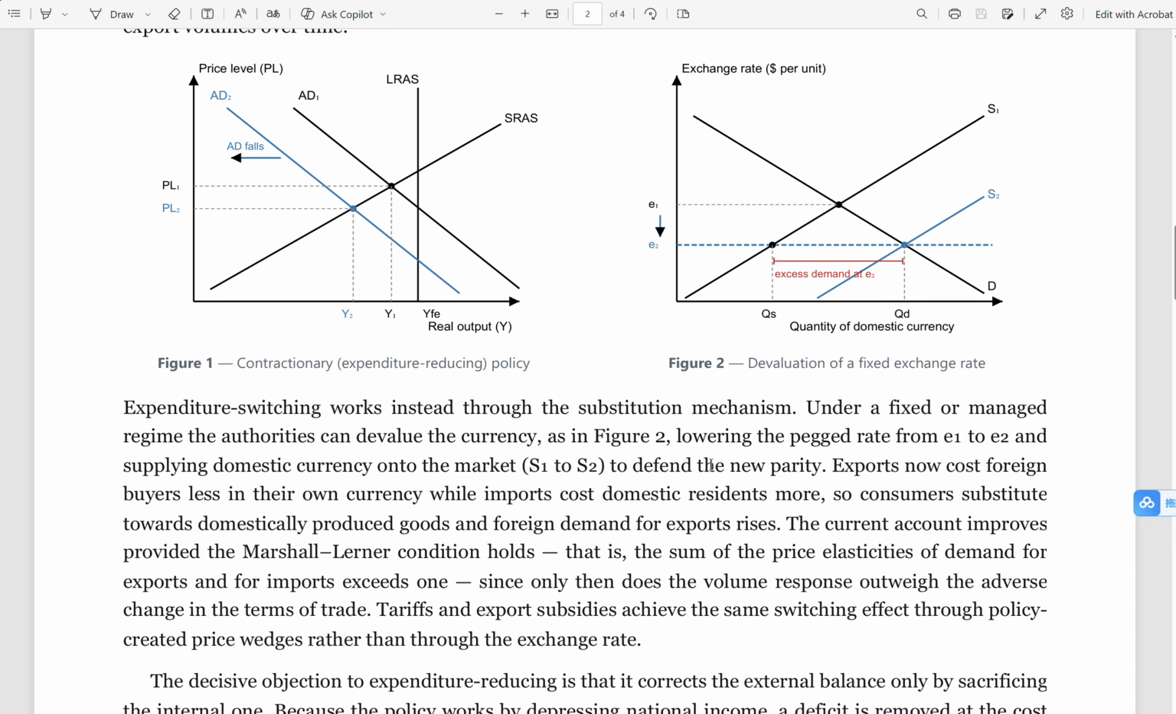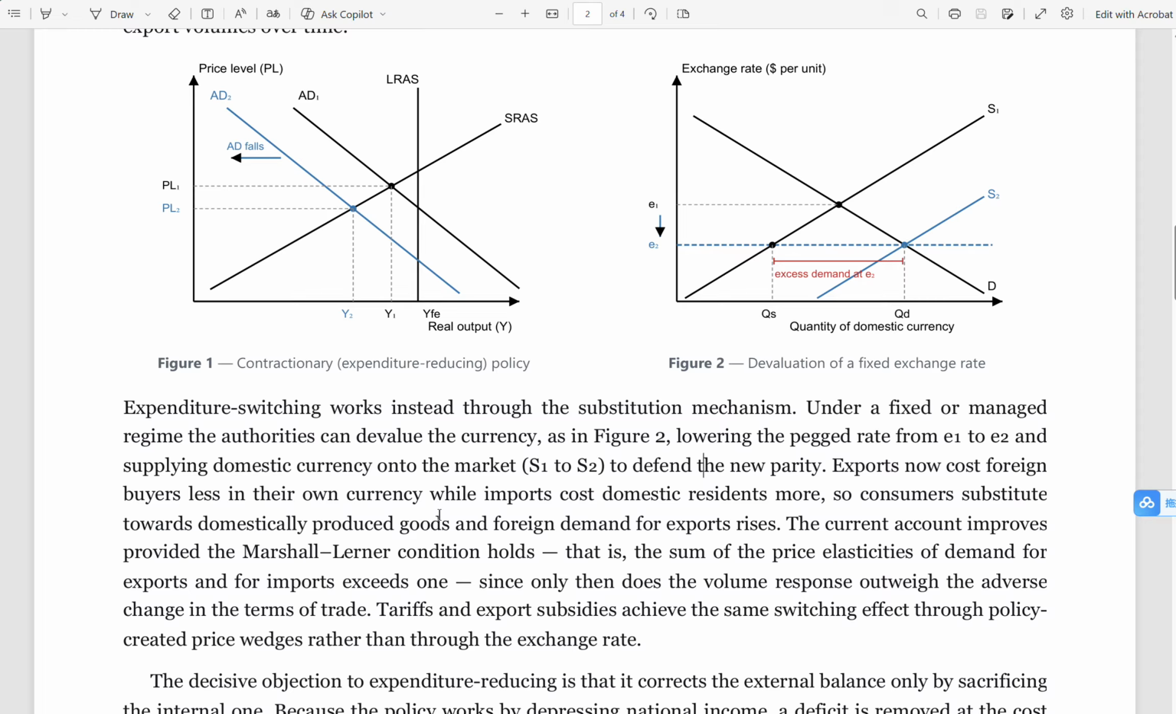In figure two, lowering the peg rate from, wow, this is getting to the floating exchange rate versus fixed exchange rate regime. Lowering the peg rate from E1 to E2 and supplying domestic currency onto the market to defend a new parity. Exports now cost foreign buyers less in their own currency, while imports cost domestic residents more. So customers substitute towards domestically produced goods, and foreign demand for exports rises.